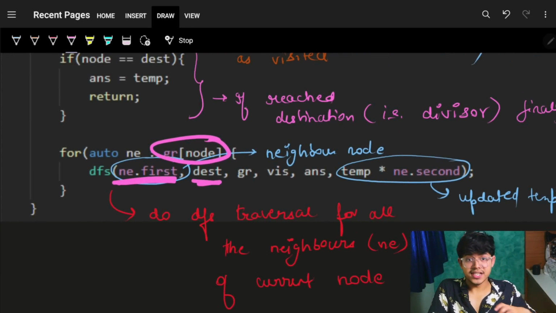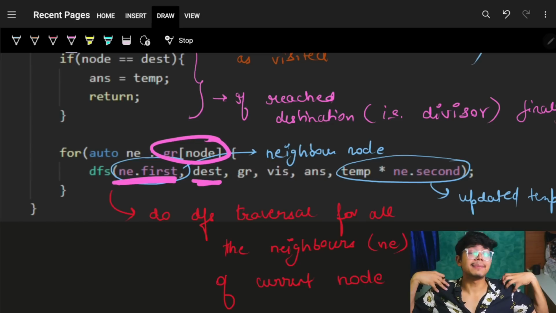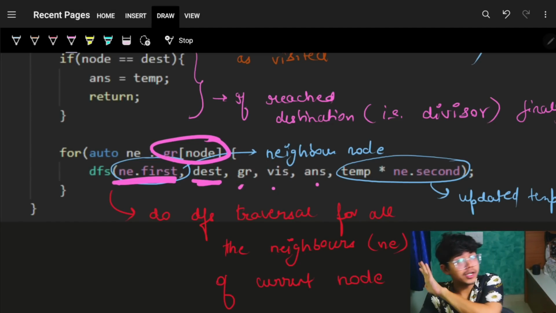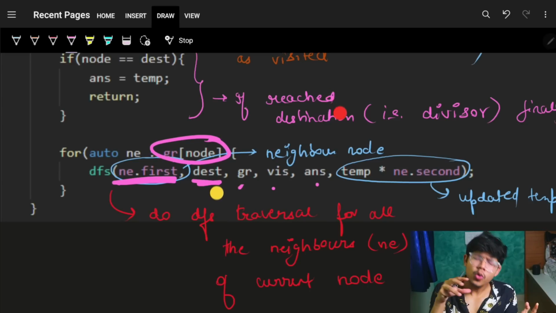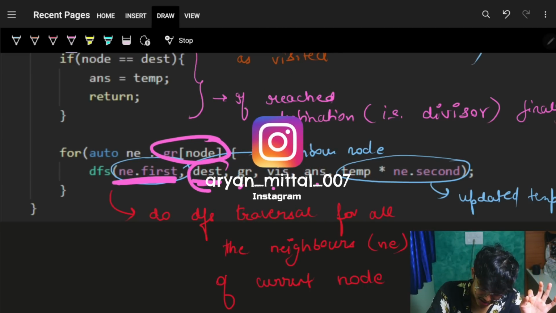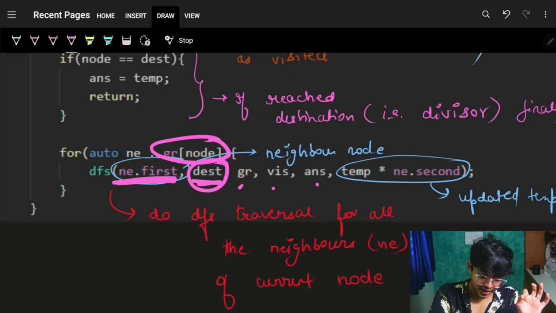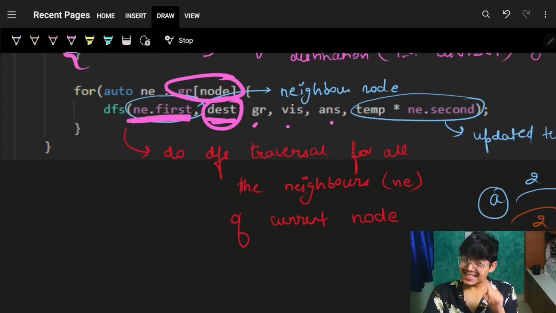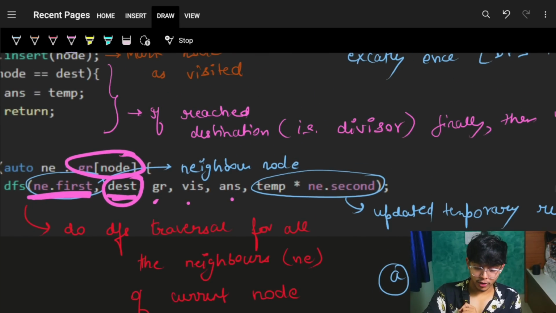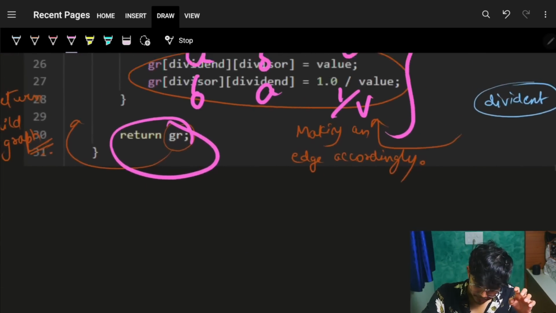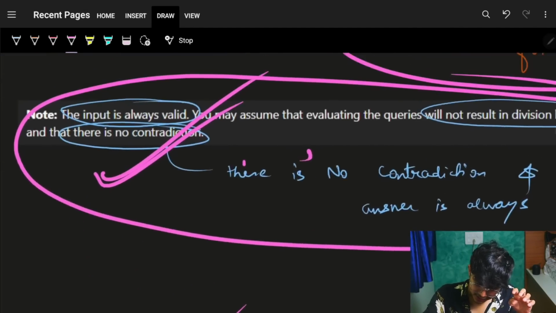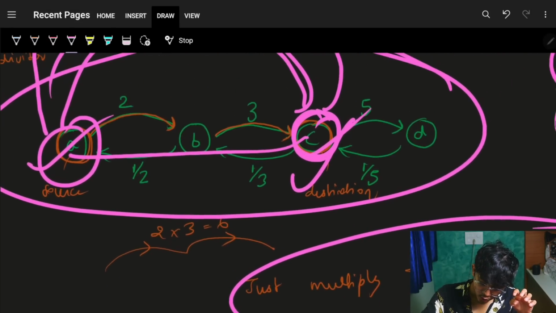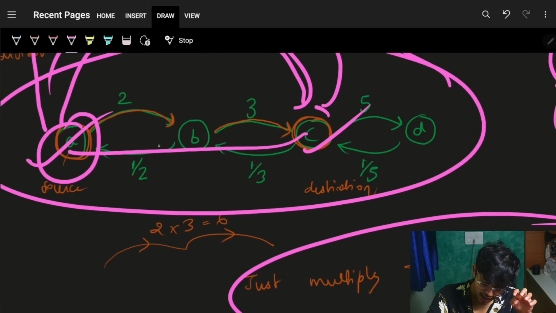Now, destination will always remain the same, because ultimately my aim is to reach this destination. Graph and visited will remain as they are. Answer will not get updated at all, because I update the answer only and only when I am able to reach this destination, which I did here. But I said that I will update my temporary answer, because as I showed you, I will keep on updating my answer by this method.